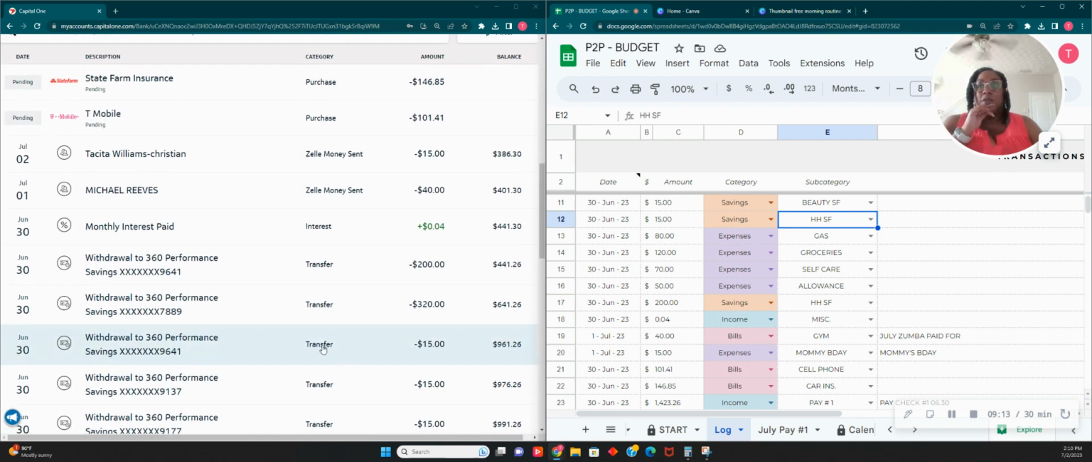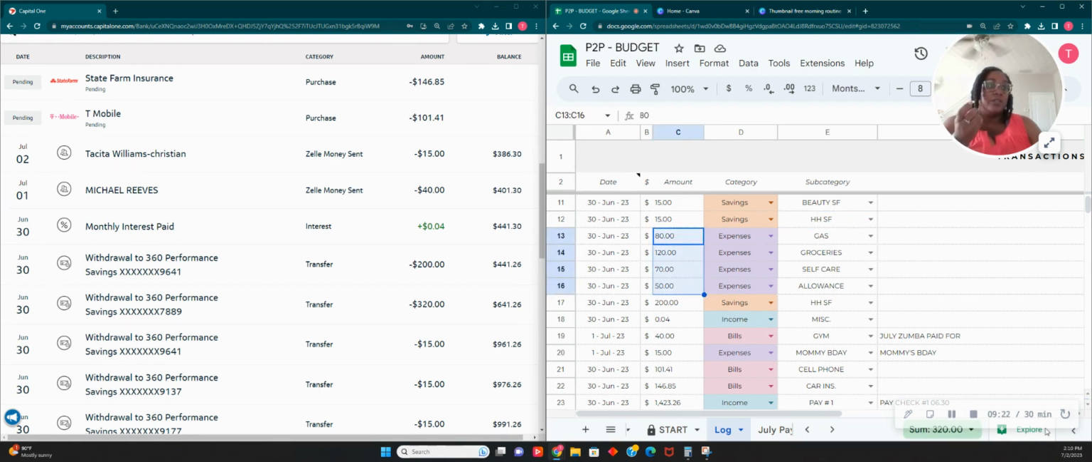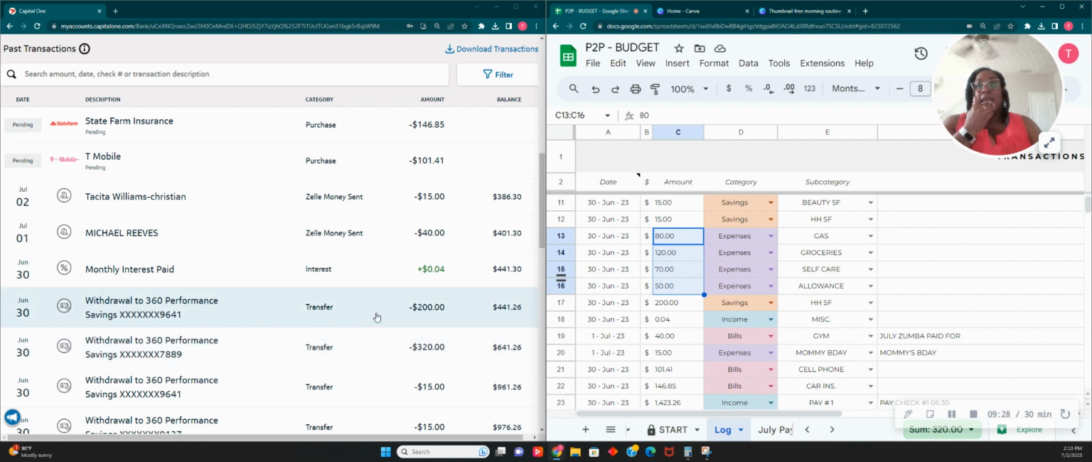So then we go to $320. $320 is actually the cashless envelope. So 80 plus 120 plus 70 plus 50 is $320, if you can see it down here. And that's gas, grocery, self-care, and allowance. So that was moved. And then $200 was, I don't know. Oh, I moved $200. Well, I do know.